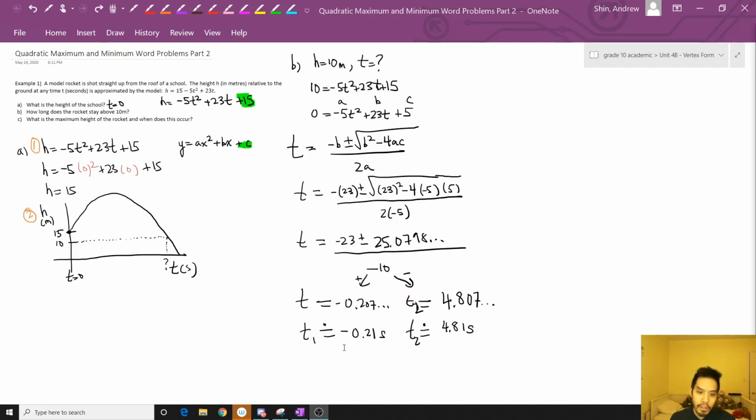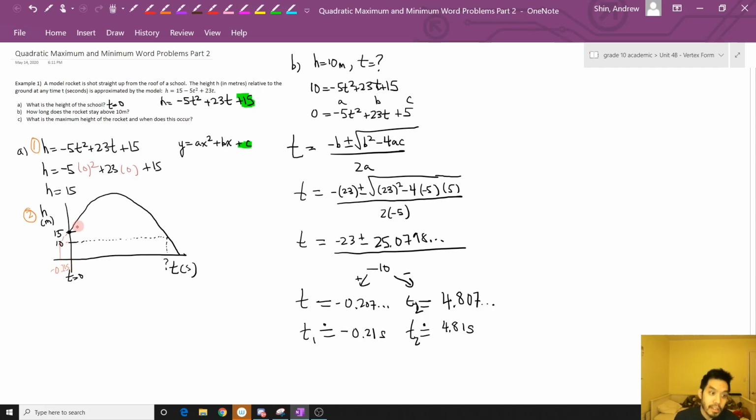So let's try to interpret these two values here on the graph. What do these t values mean? These t values are when this parabola equals 10. Okay, I'm going to extend this parabola backwards in time here in a different color because it doesn't exist. And 10 is at this time. So at this time, it's going to be negative 0.21 seconds.